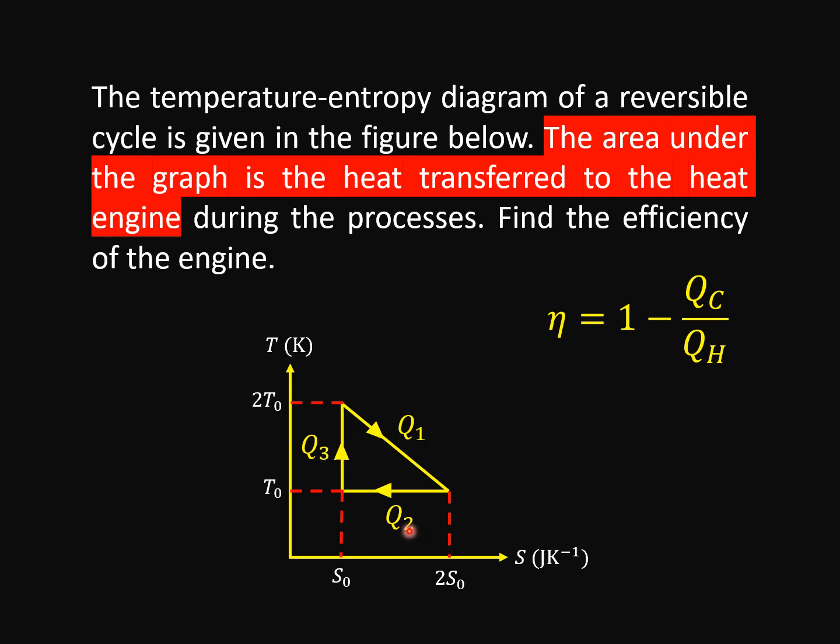The cyclic process given now involves three thermodynamic processes. This is the first one, this is the second one, and this is the third one. So now we call the heat transfer in this process Q1, in this process Q2, and in this process Q3. Now we need to know which one is considered as Qc and which one is Qh.